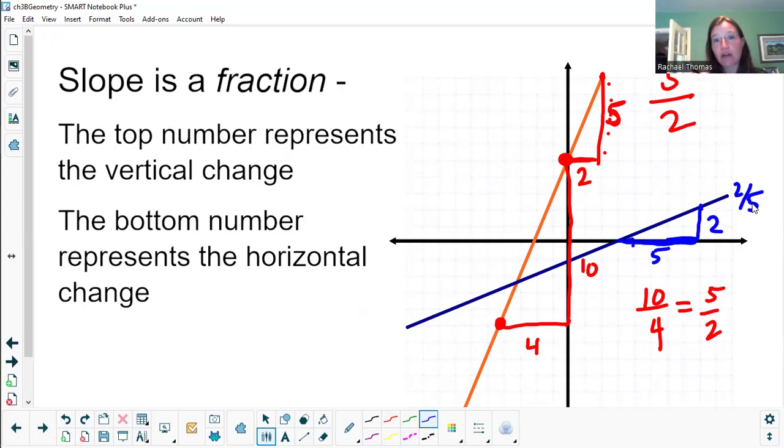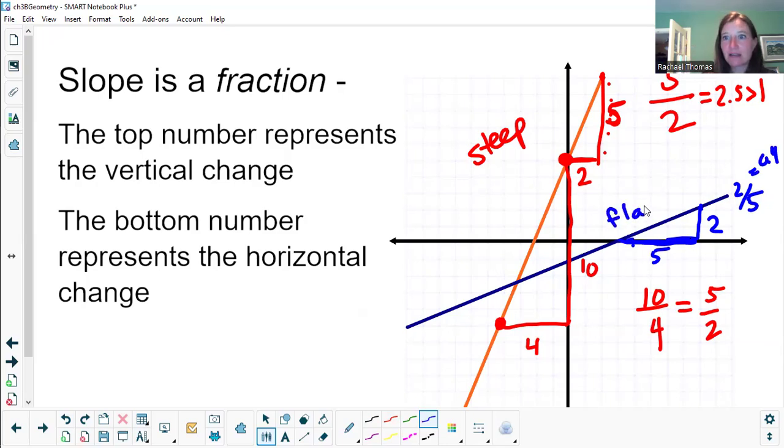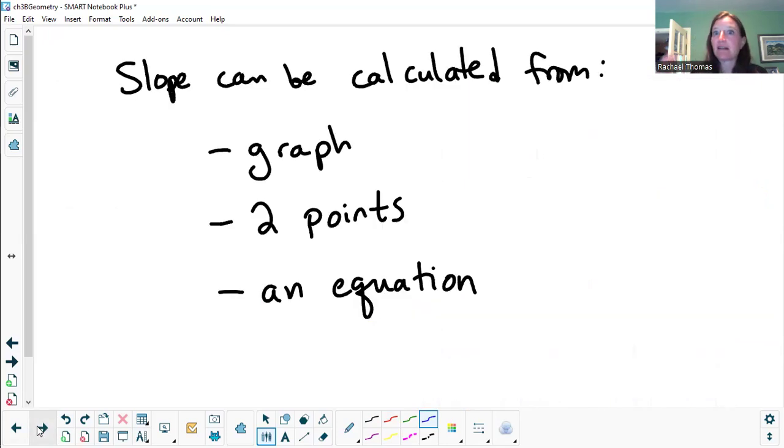Vertical change is greater than horizontal change. 5/2 is 2.5. That number is greater than 1, and I have a steeper line. That's not a coincidence. And this other one, 2/5, which is 0.4, if I look at it as a fraction, that's less than 1, and I have a not so steep line. I'm going to say flat. Okay, so the larger the number is, the steeper it is. The closer the number is to 0, the flatter the line is.